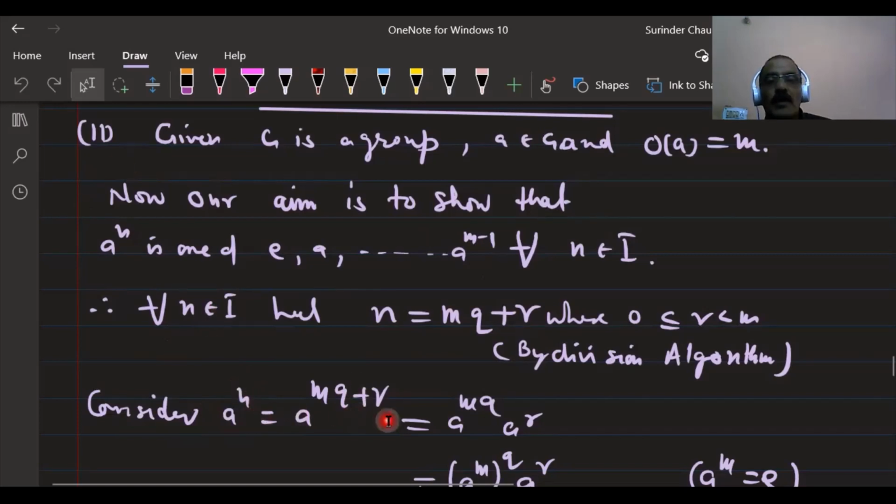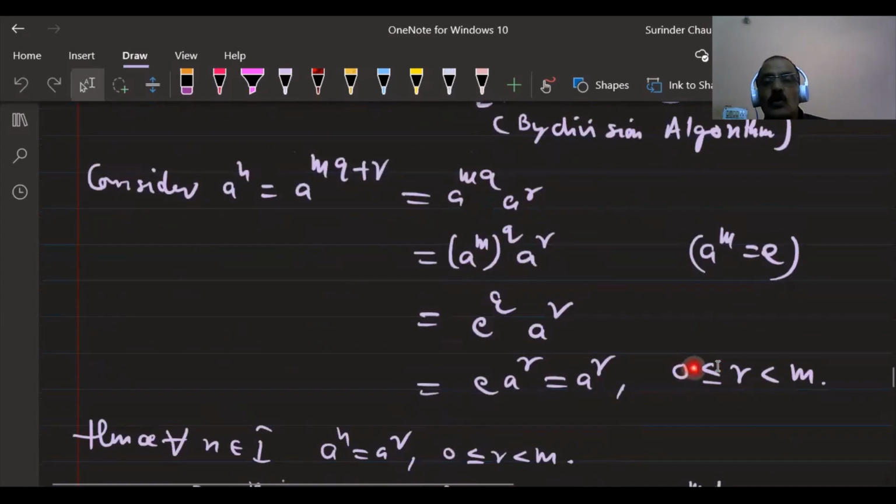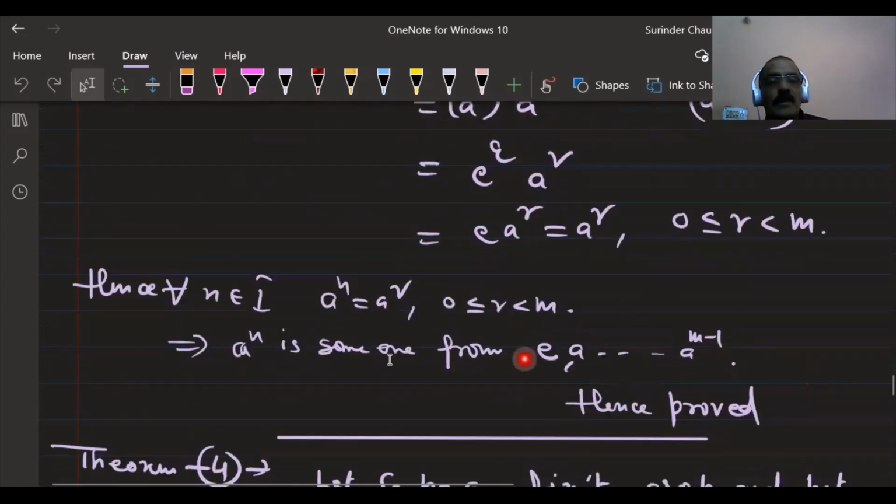Now consider a^n and substitute the value of n. Here a^m is equal to e, because the order of a is m. So a^n comes out to be a^r, where 0 ≤ r < m. Hence for all n, a^n is equal to a^r with r less than m, which implies a^n is one of these elements.